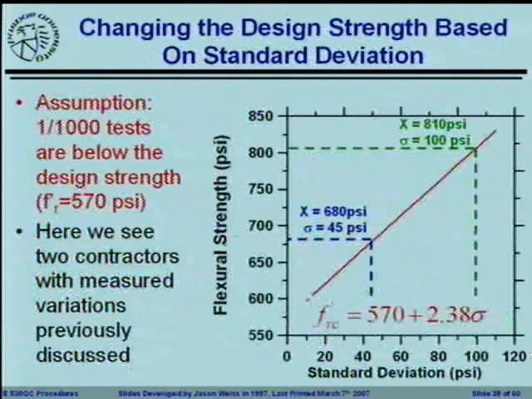And to give you a little bit of information on this, here you can see how the target strength would vary based on the standard deviation to make sure that you stay above that 570 psi number. Basic idea is as the variation increases, the strength that you would need to target would need to go up.